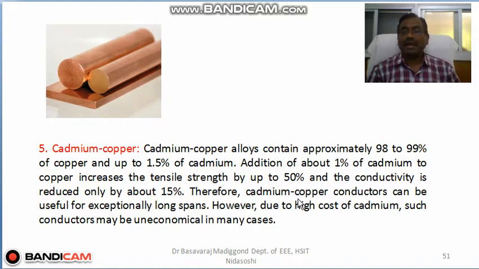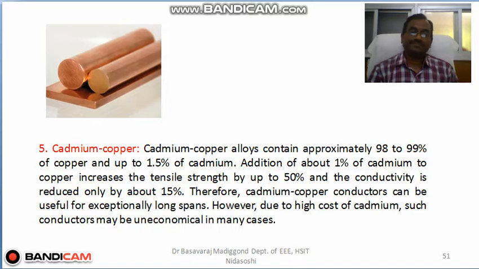Therefore, cadmium copper conductors can be useful for exceptionally long spans. If the span used is extraordinarily long, then we prefer cadmium copper. However, due to its high cost, such conductors may be uneconomical in many cases. Therefore, it is not used regularly. Wherever the span required is very large, in such cases we use cadmium copper conductors.